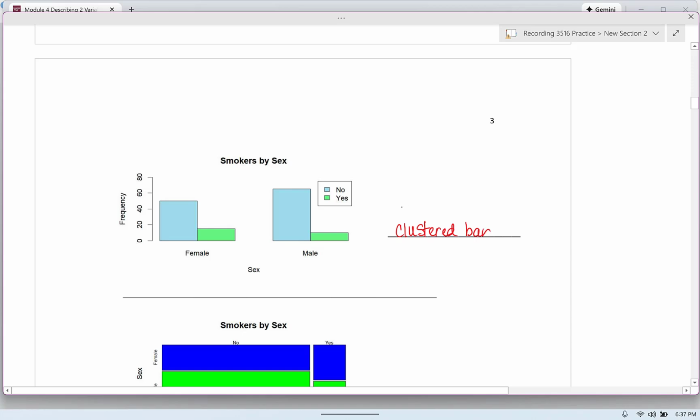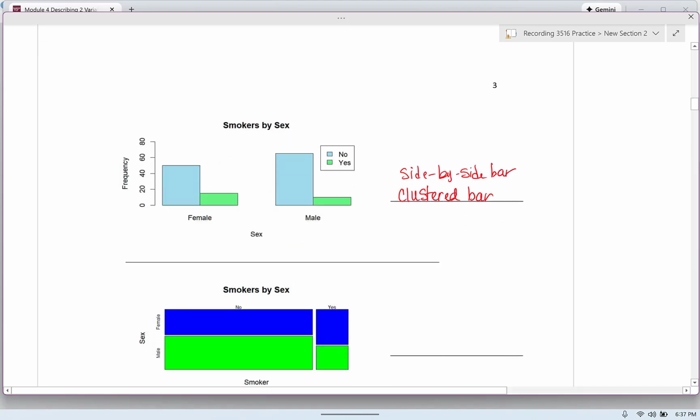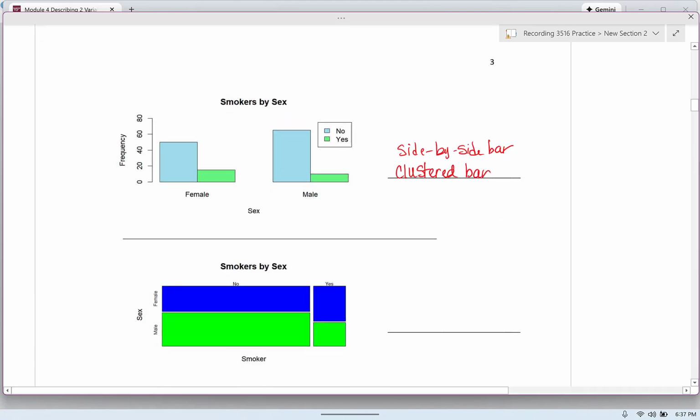It's also sometimes called a side by side bar graph. That's not typically what it's called when there's more than two bars, but if there's more than two bars, people typically call it a clustered bar graph. The R code for this particular graph is a bar plot, again, of our contingency table or our frequency table.